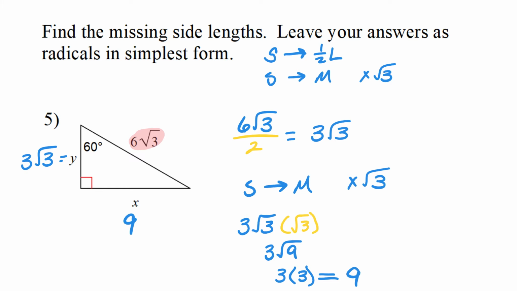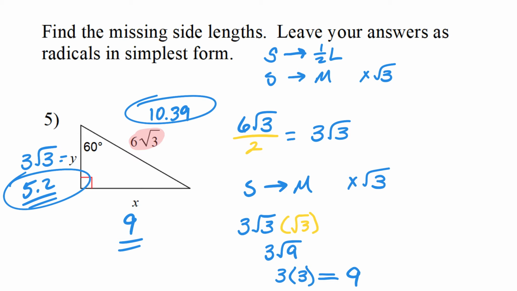One thing I would encourage you to do tomorrow is to change these to decimal numbers to make sure that your answers make sense. For instance, the hypotenuse here is 10.39. Well, that makes sense because the hypotenuse is larger than the other side, and 3 square root 3 is equal to 5.2. So the two smaller sides add up to be greater than the hypotenuse, and the hypotenuse is bigger than the other two sides. And you can also see this is a 2-to-1 scale factor.